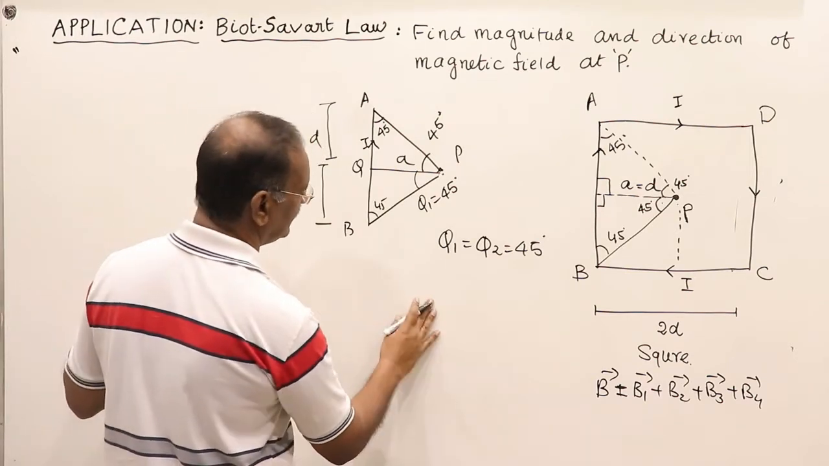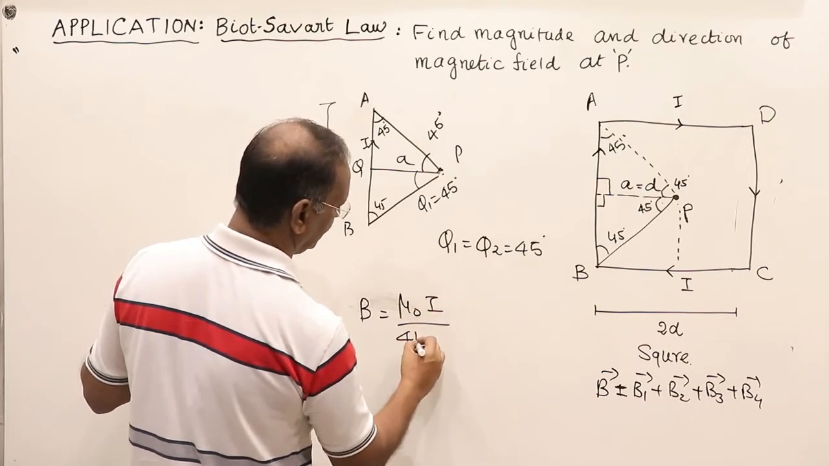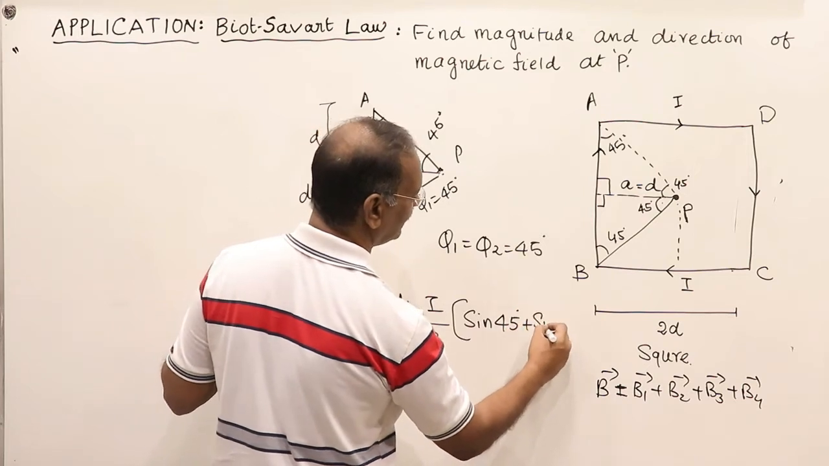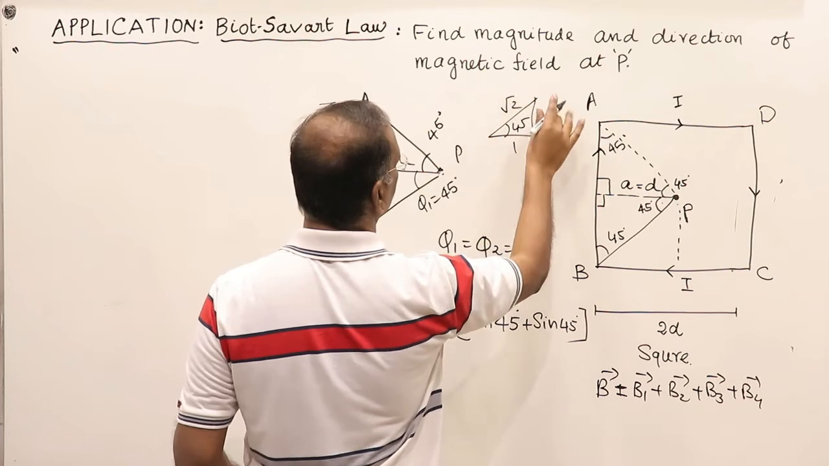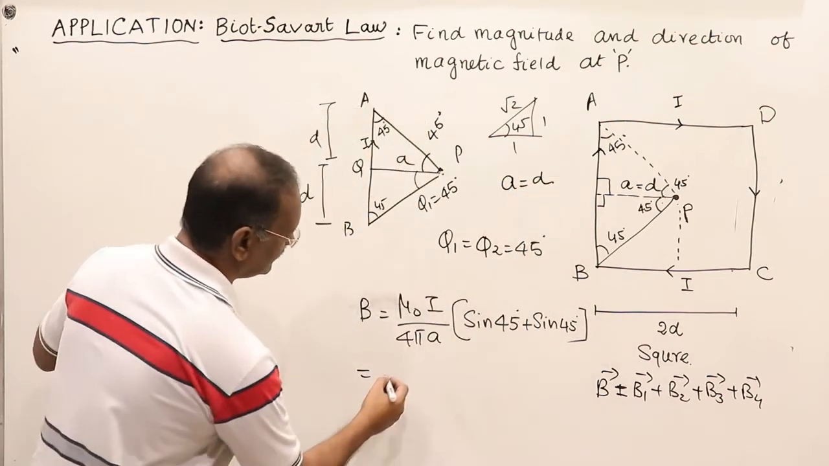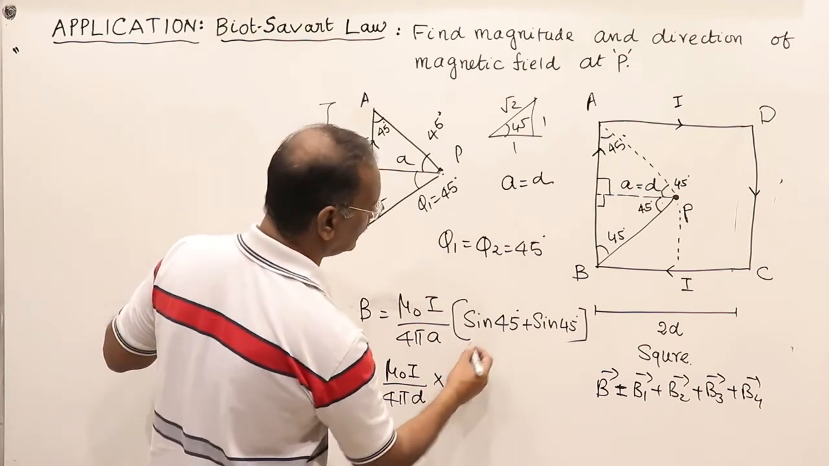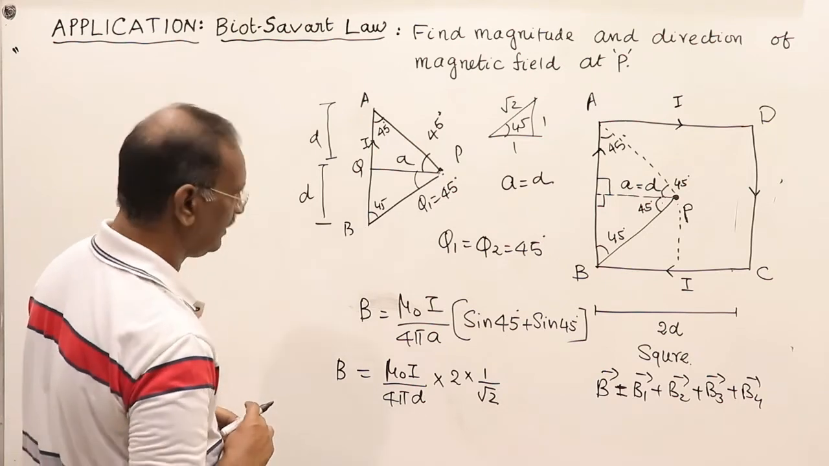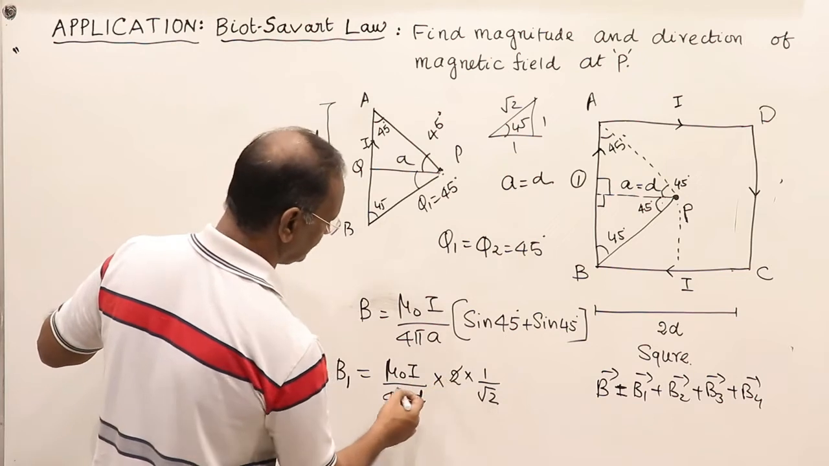Okay, now we will use the formula. By using Biot-Savart Law, B is equal to mu naught I by 4 pi A into sine of phi 1 plus sine of phi 2. Phi 1 is 45 degrees, phi 2 also 45 degrees. If you draw 45 degrees, this is 1:1:root 2. Sine 45 is equal to 1 by root 2. And what is the value of A? A is equal to D. This will become mu naught I divided by 4 pi D into sine 45 plus sine 45. Sine 45 is 1 by root 2. So this is B, and we call it B1. This is portion 1, wire 1. Magnitude of wire 1 is equal to this much. And here we can cancel 2.